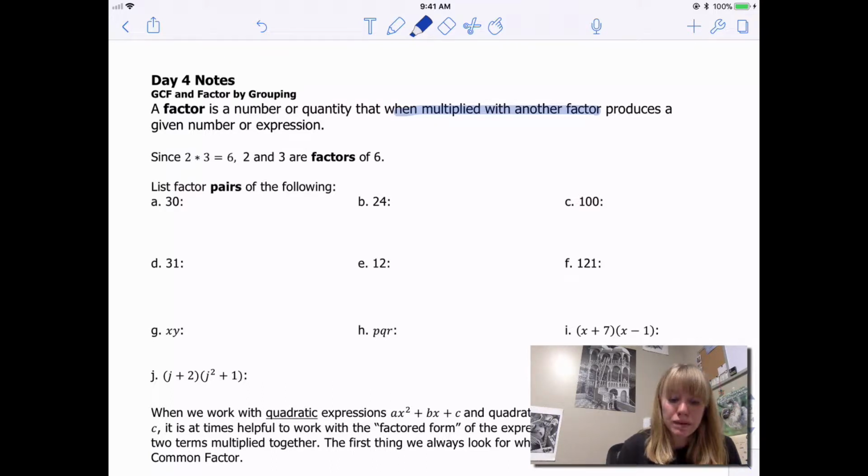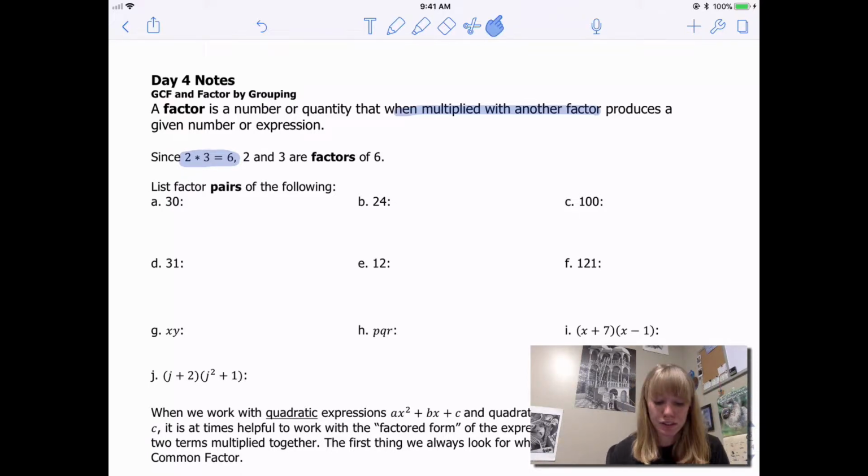Really, that just means, if I have a multiplication problem, like 2 times 3 equals 6, then 2 and 3 are the factors of 6, because those are the things that multiply to 6. So when we talk about numbers or quantities, we'll break them up into factors. What are things that multiply to get the final answer, the final number?